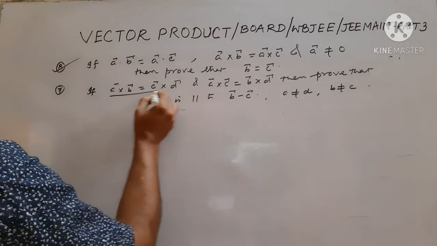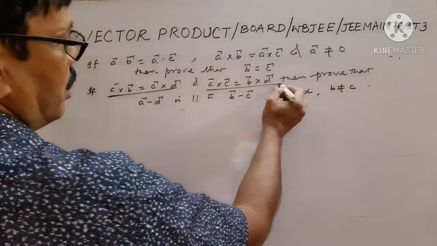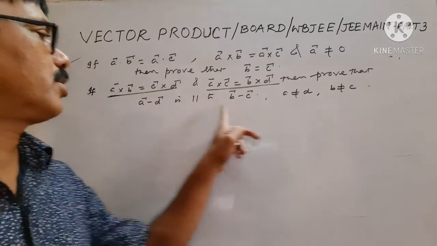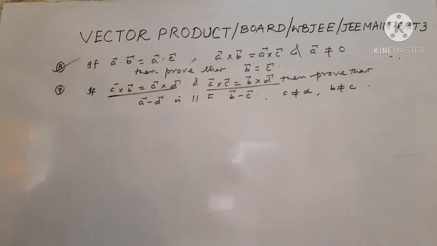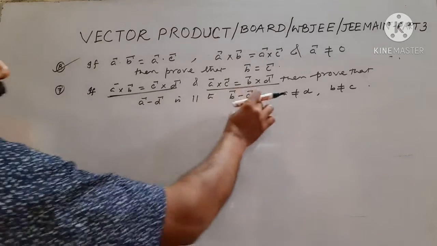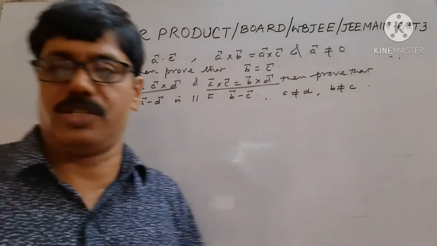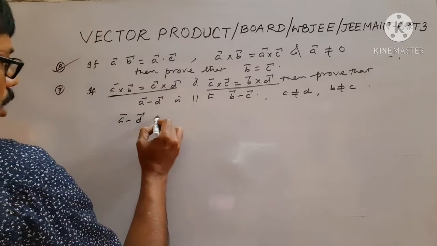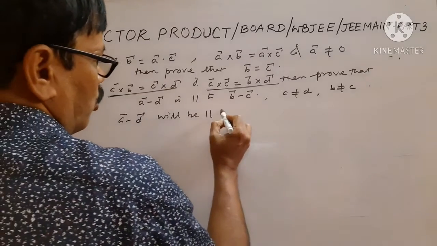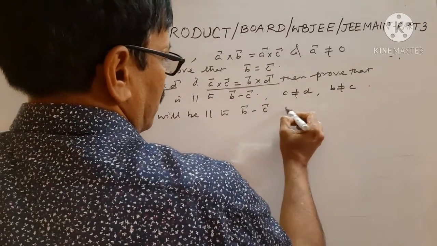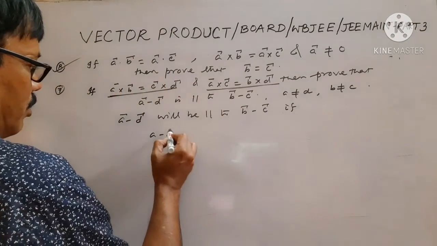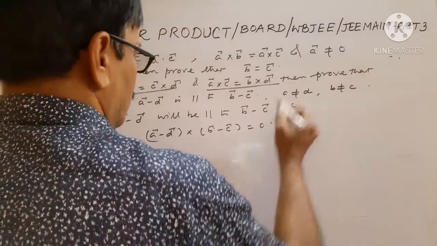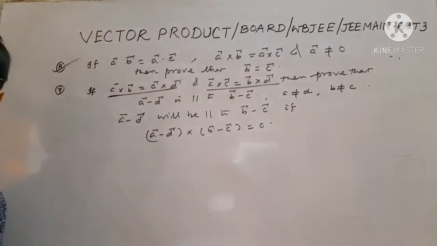Look, two conditions are given. A cross B equals to C cross D and A cross C equals to B cross D. We have to prove A minus D parallel to B minus C. So, two vectors will be parallel when their cross product is 0. So, A minus D will be parallel to B minus C if A minus D cross B minus C equals to 0. We have to prove this relation.